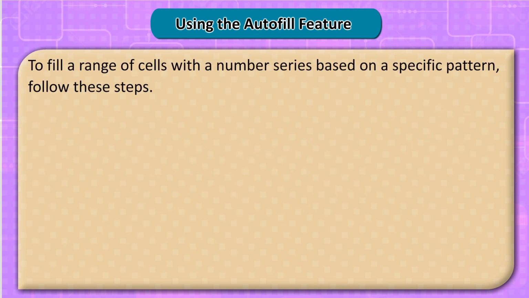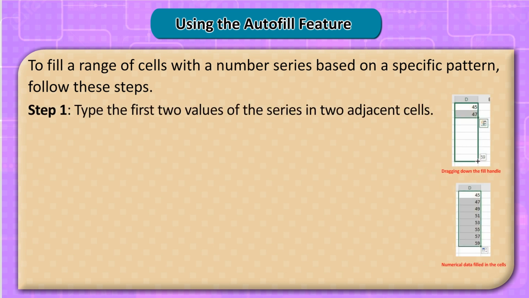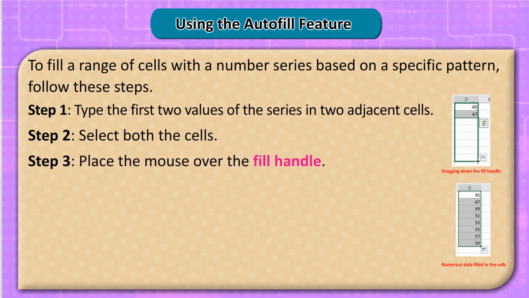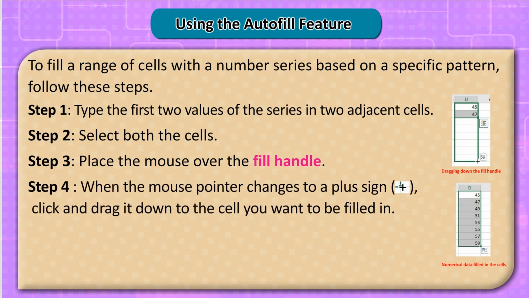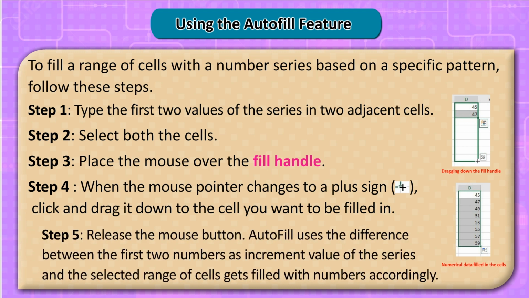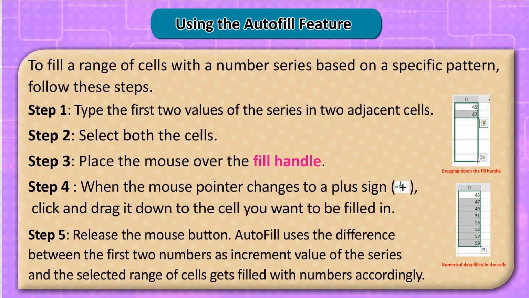To fill a range of cells with a number series based on a specific pattern, follow these steps. Step 1. Type the first two values of the series in two adjacent cells. Step 2. Select both the cells. Step 3. Place the mouse over the fill handle. Step 4. When the mouse pointer changes to a plus sign, click and drag it down to the cell you want to be filled in. Step 5. Release the mouse button. Autofill uses the difference between the first two numbers as increment value of the series, and the selected range of cells gets filled with numbers accordingly.